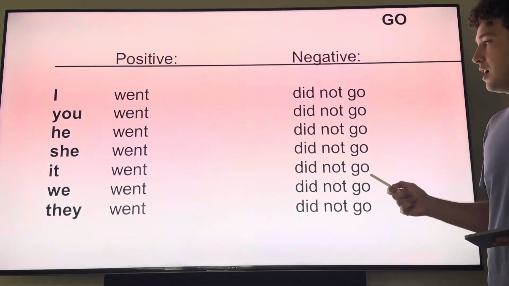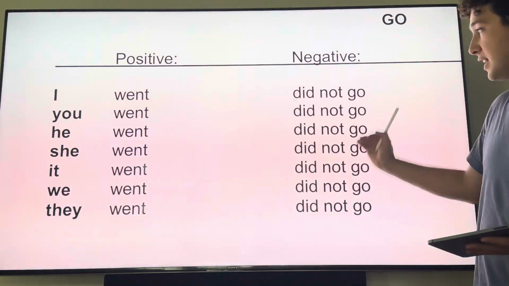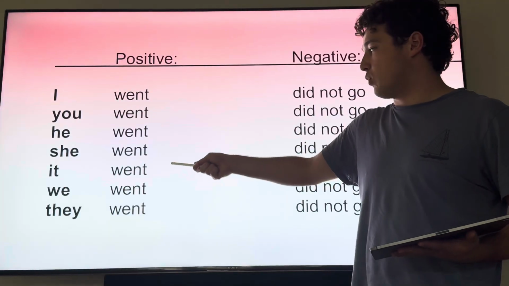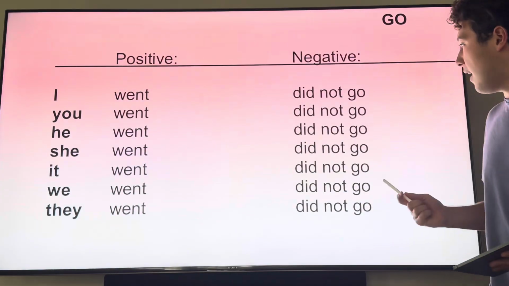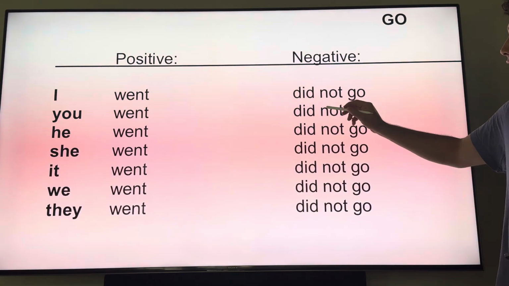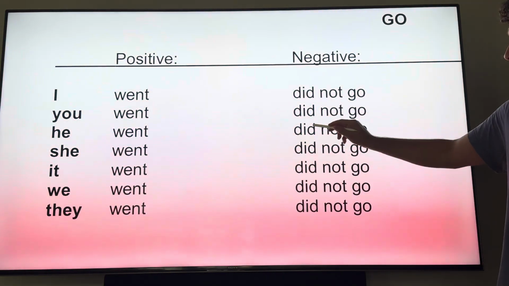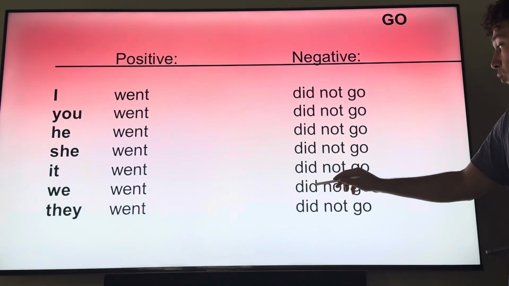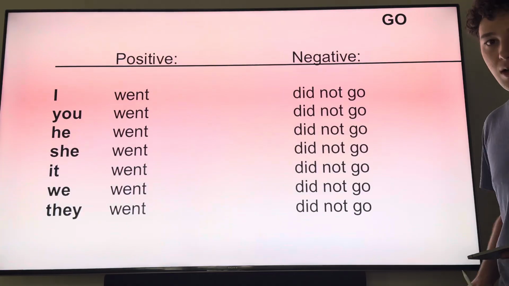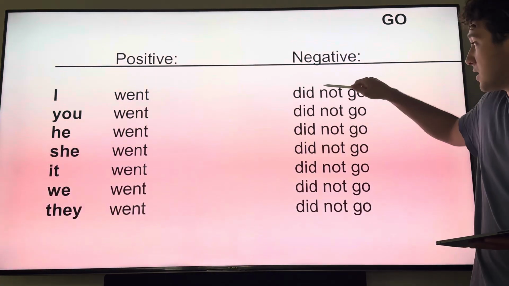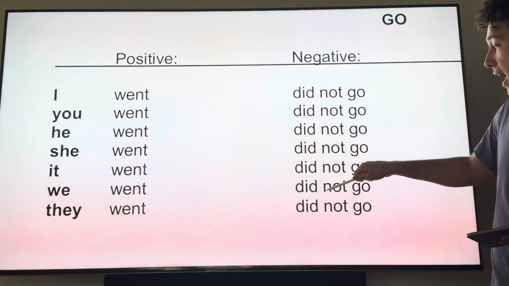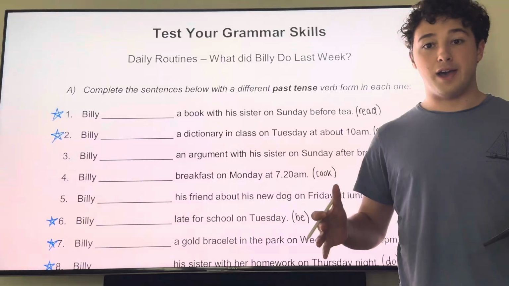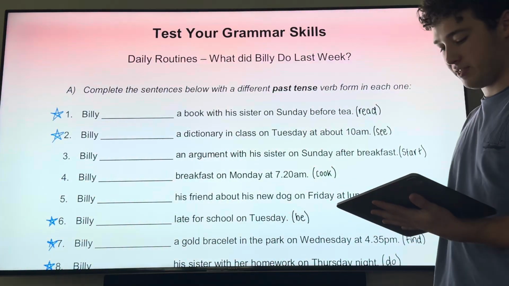And finally, go. Go is exactly the same as the others in the sense that everything is the same. I went, you went, he went, she went, it went, we went, and they went. And then I did not go, you did not go, he did not go, she did not go, it did not go, we did not go, and they did not go. So the reason it has this is because they use did as the auxiliary to show that you did not go.